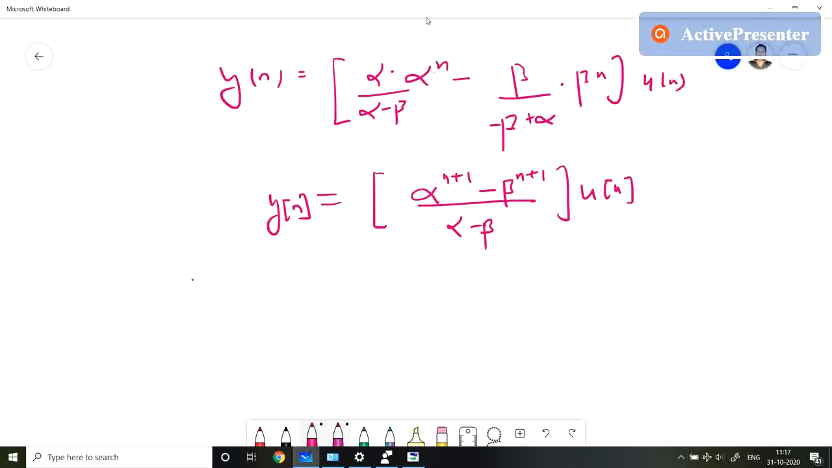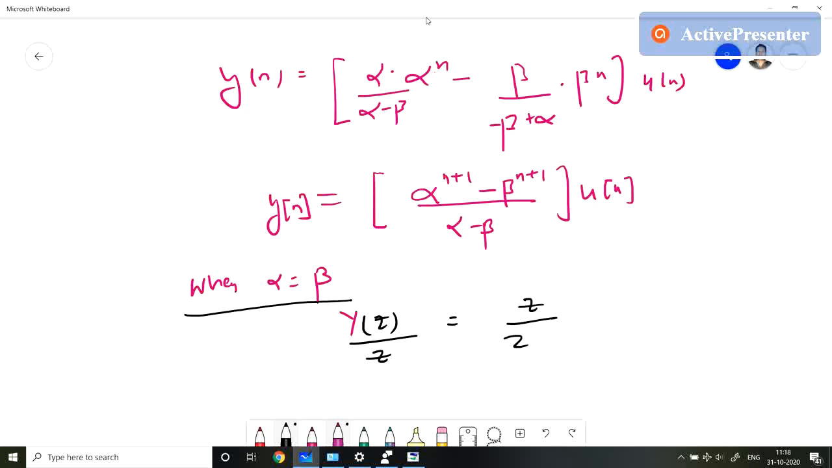So we have two conditions. Let us discuss these conditions. When alpha is equal to beta, we have Y(z) divided by z equal to z divided by (z minus alpha) square, and that is equal to lambda 1 divided by z minus alpha plus lambda 2 divided by (z minus alpha) square.